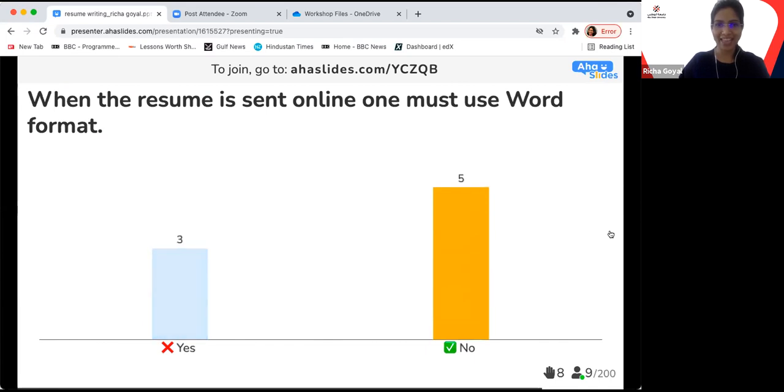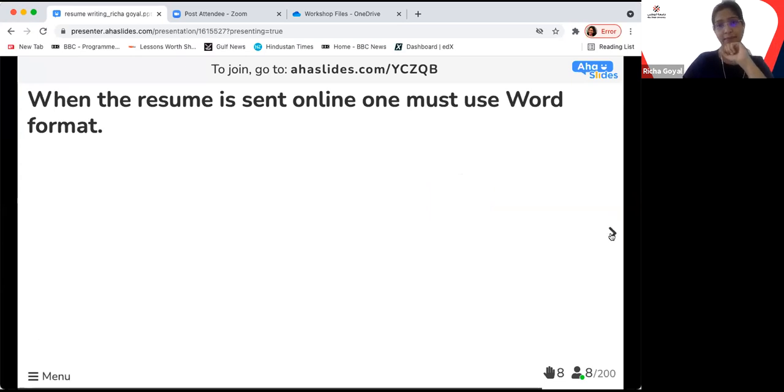No. Now see, the thing with Word format is it might open differently on each computer. So if you, for example, create your resume on Word or on Pages, it might look different on different computers. The layout might get messed up. So the only way is PDF. You should always PDF your resume so that wherever and whoever opens it, it looks as you want it to look. So always PDF your resume before sending it across online.